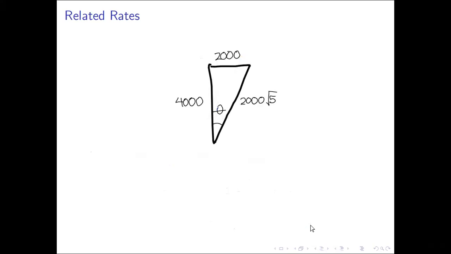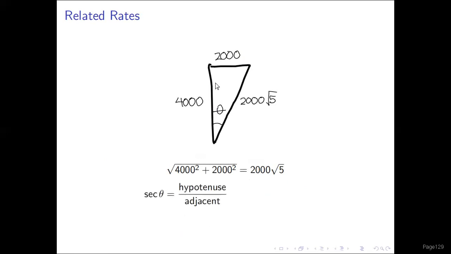Another way to get secant squared theta is by drawing this figure here. We already know that this is 2000, this is 4000. So applying the Pythagorean theorem will give you this side, the hypotenuse, which is 2000 square root of 5. And we know that secant theta is hypotenuse over adjacent. You can just note that or just search it in Google or your textbook. So hypotenuse over adjacent. So this one here. And simplify.